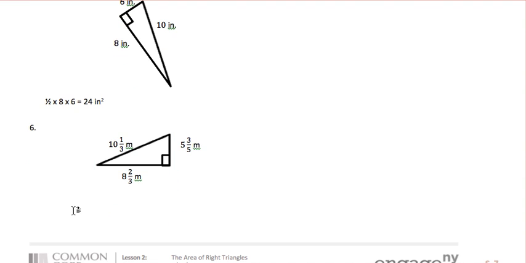And in number 6, we have 1/2 times 8 2/3 meters times 5 3/5 meters, because those are the two sides that make the right angle. And that gives us 24 4/15 square meters after we've simplified our answer.